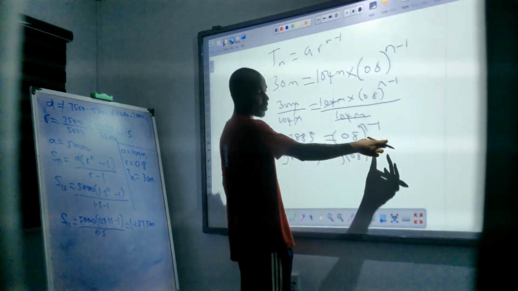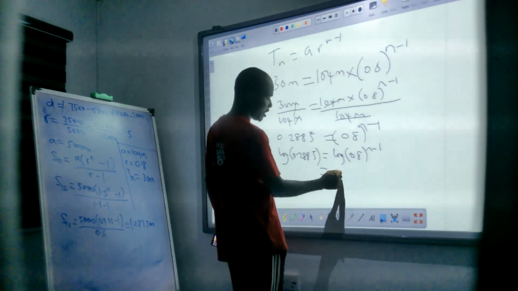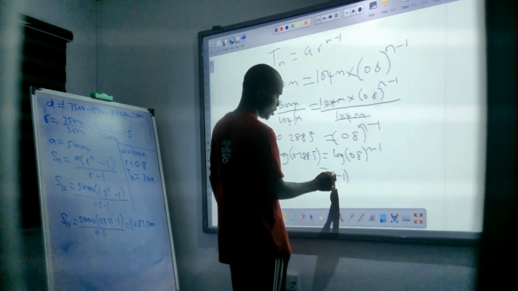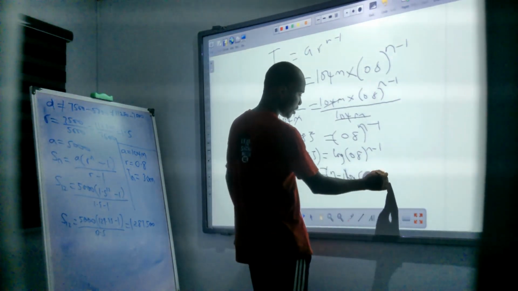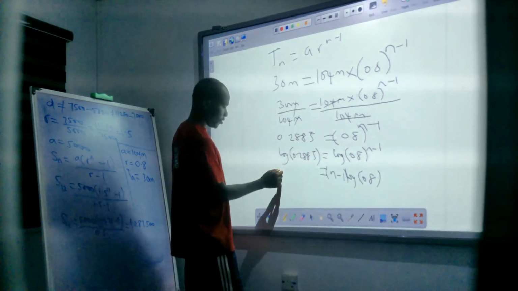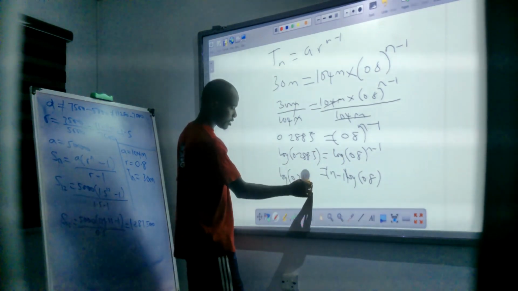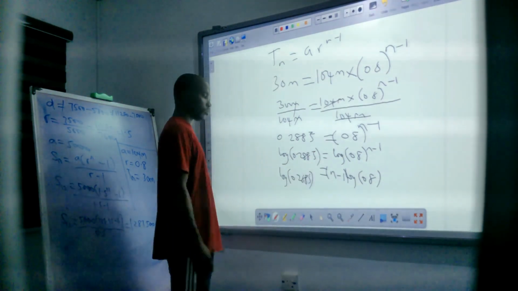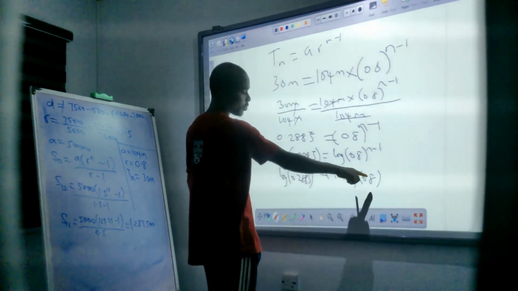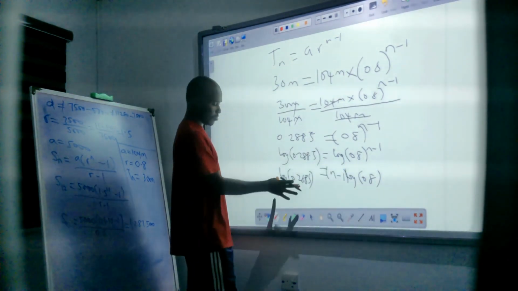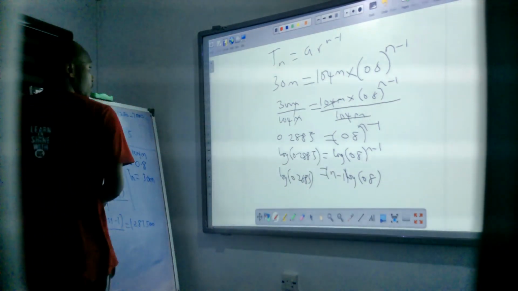In logarithm, we have a rule that says if you have log of something to a power, it becomes the power multiplied by the log. So what I have here now will be n minus 1 multiplied by log 0.8, and that will be log 0.2885. So to make n minus 1 the subject of the formula, I will divide both sides by log 0.8.